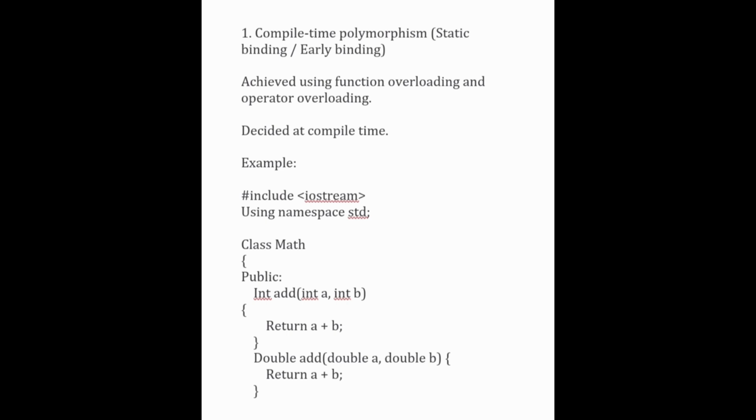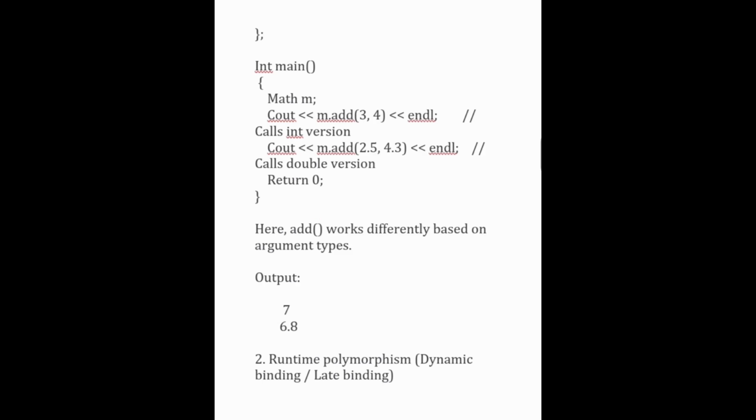#include <iostream>, using namespace std; class Math { public: int add(int a, int b) { return a + b; } double add(double a, double b) { return a + b; } }; int main() { Math m; cout << m.add(3, 4) << endl; cout << m.add(2.5, 4.3) << endl; return 0; } Here add() works differently based on different arguments, so it gives output as 7 and 6.8.